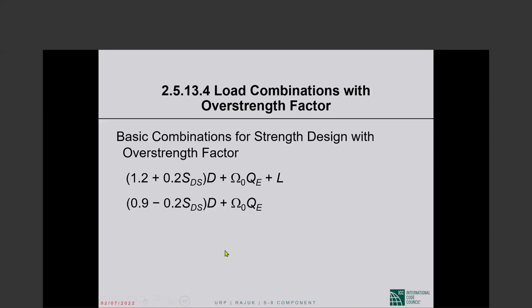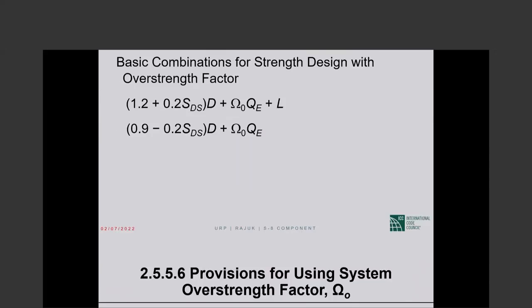The redundancy factor, you remember, is 1 or 1.3 if your seismic design category is D, E, or F. Omega sub 0, on the other hand, is given in the R values table. If you look at the table, the number is 2, 2.5, or 3. So we are amplifying the effect of design-based shear by a much larger multiplier and then adding to gravity effects. This is the difference between regular seismic load combinations and the load combinations with overstrain factor.